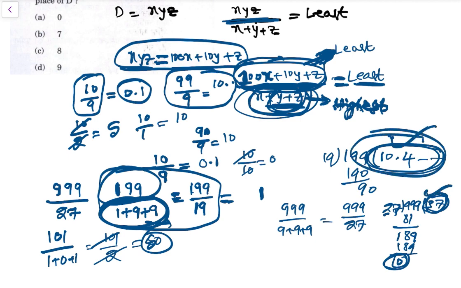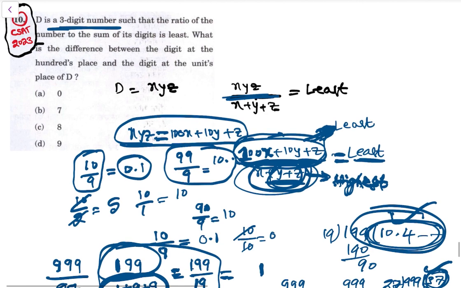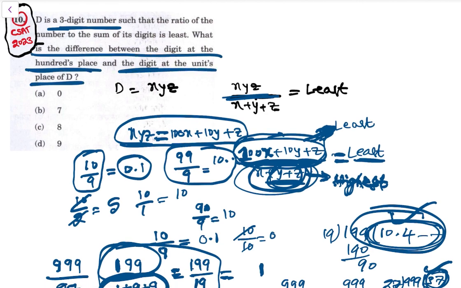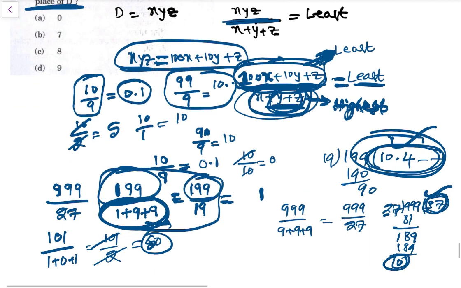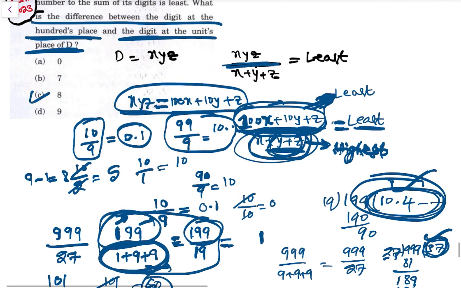So now the question is what is the difference between the digit at the hundreds place and the digit at the unit place. The digit at unit place is 9 and hundreds place is 1. So 9 minus 1 is equal to 8. ठीक है, 8 is the answer. So hundreds place और units place का difference क्या है. So difference is 8, मतलब बीच में 8 numbers है. ठीक है, so that is the difference. So option C 8 would be the answer.